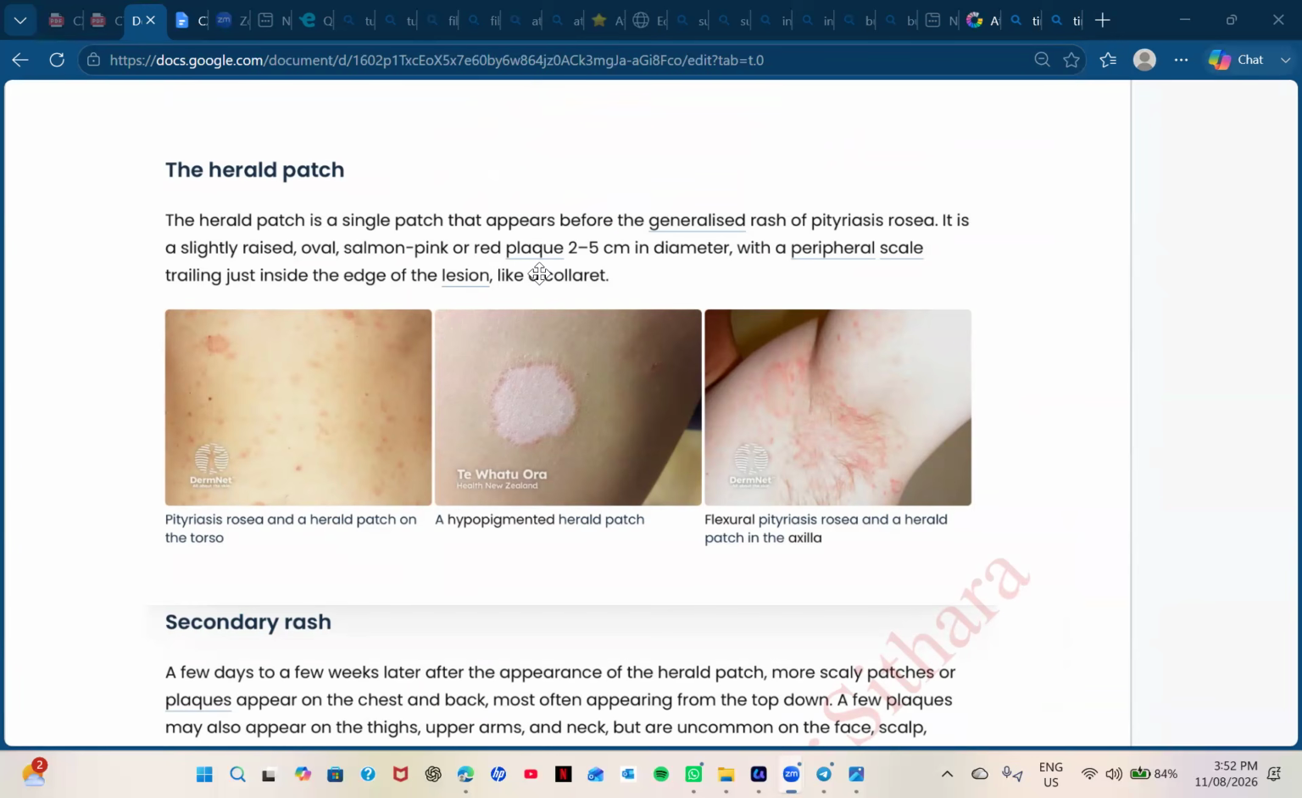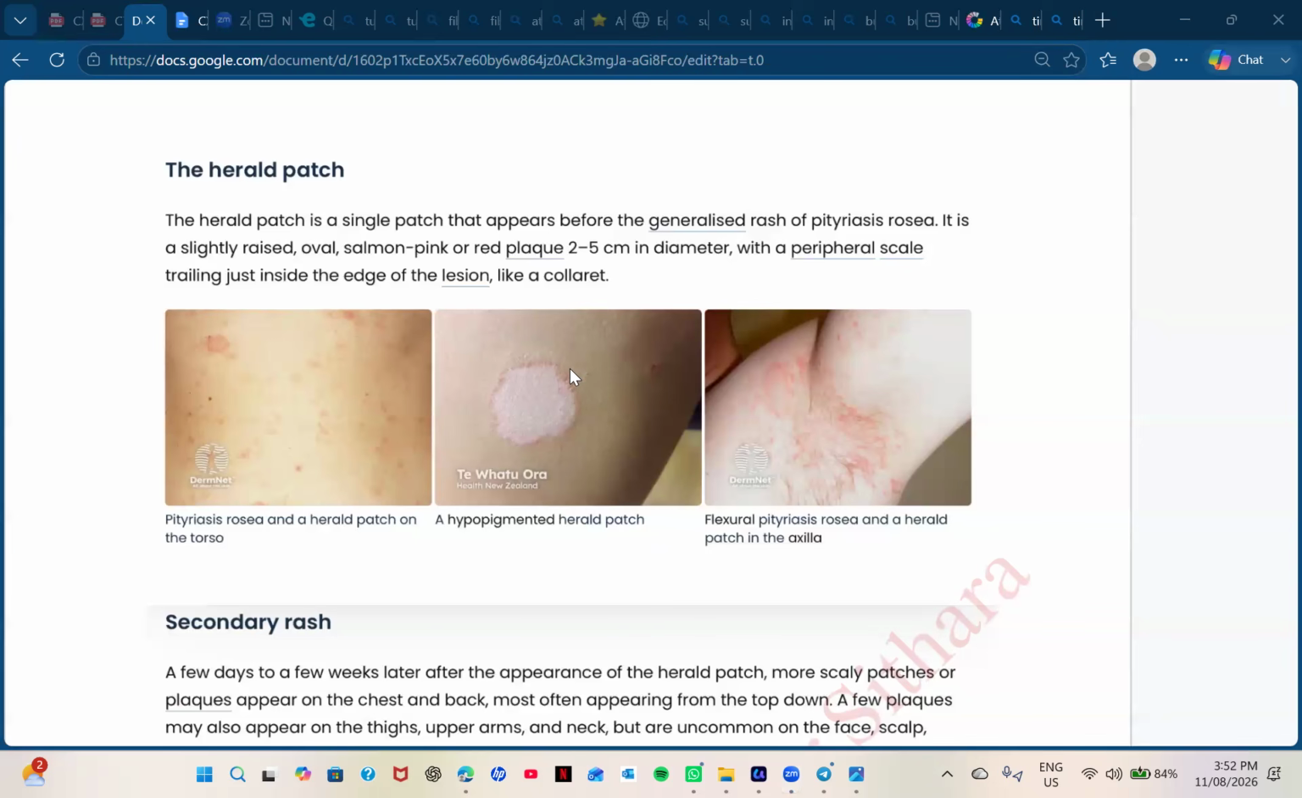Herald patch is a single patch that appears before the generalized rash of Pityriasis rosea. It is a slightly raised oval salmon pink or red plaque, 2 to 5 centimeters in diameter, with peripheral scaly trailing just inside the edge of the lesion, like a collarette, right? So then after that there is a secondary rash.